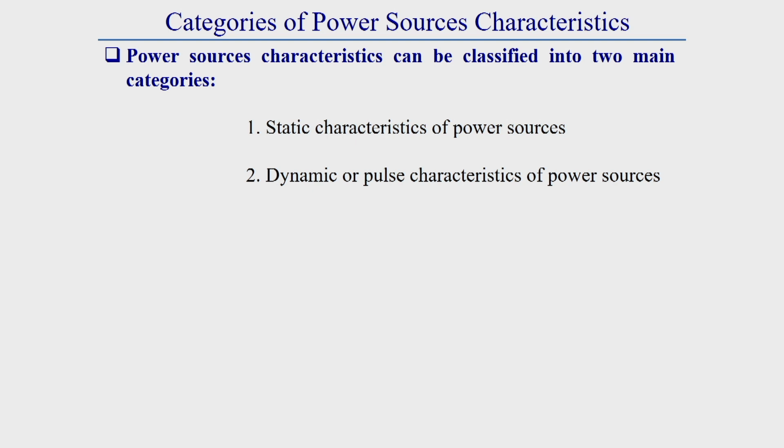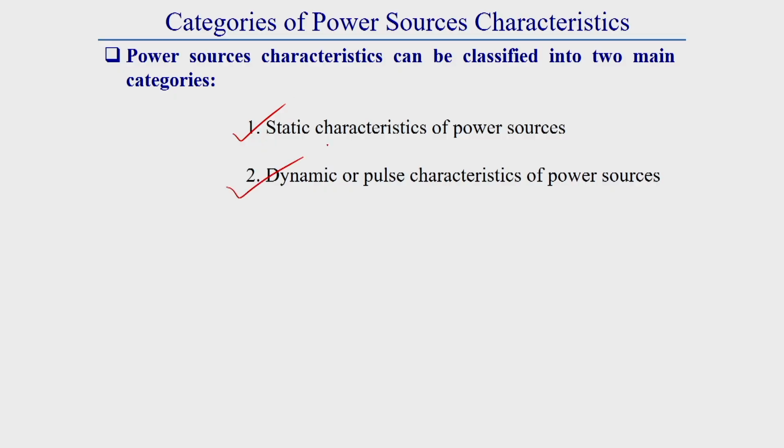First of all, last class I already told you that there are generally two different types of power sources. Last class I completed the static characteristic power sources, where we saw there are generally three different categories: one is constant current, CC, another is constant voltage, and the last one is combined characteristics power sources. The next category remains, which is called dynamic or pulse characteristics of power sources. This I will discuss in detail in today's lecture.